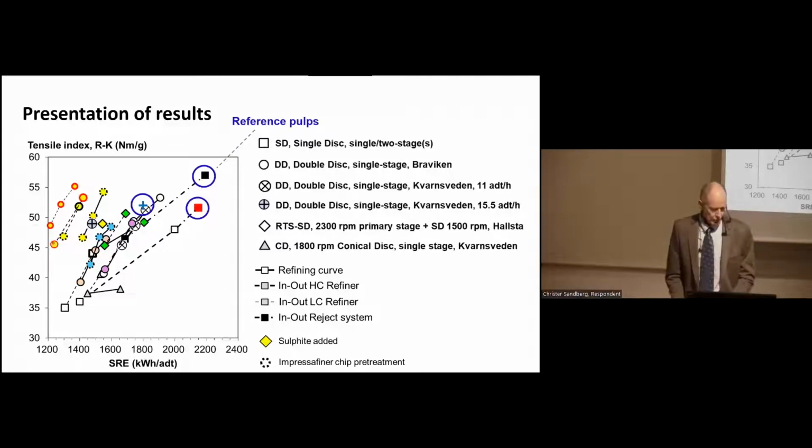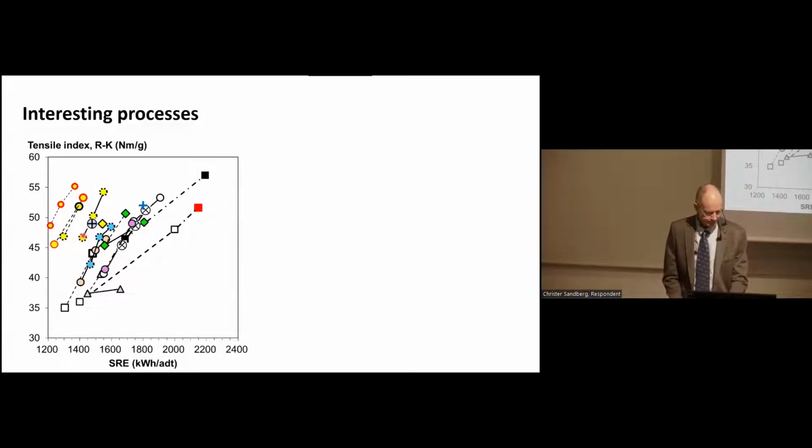And points that are filled yellow are where sulfite has been added to the process. And the dashed outline is where we have done chip pretreatment with an impressafiner. So keep an eye on the red spot. And that is what we want to attain.